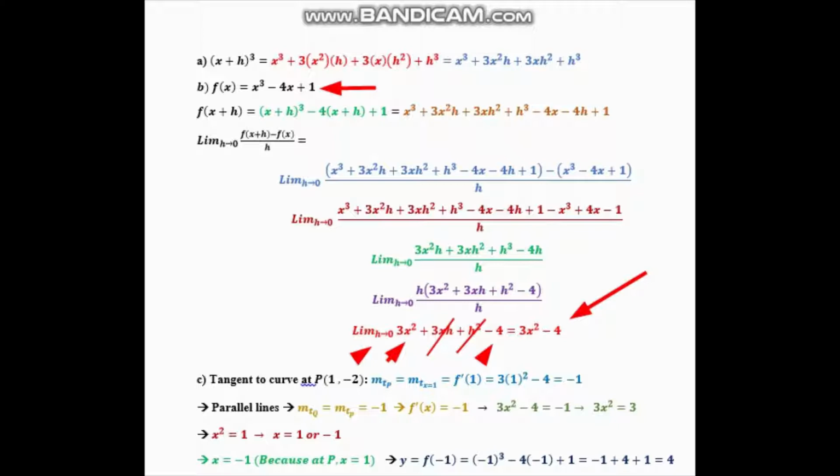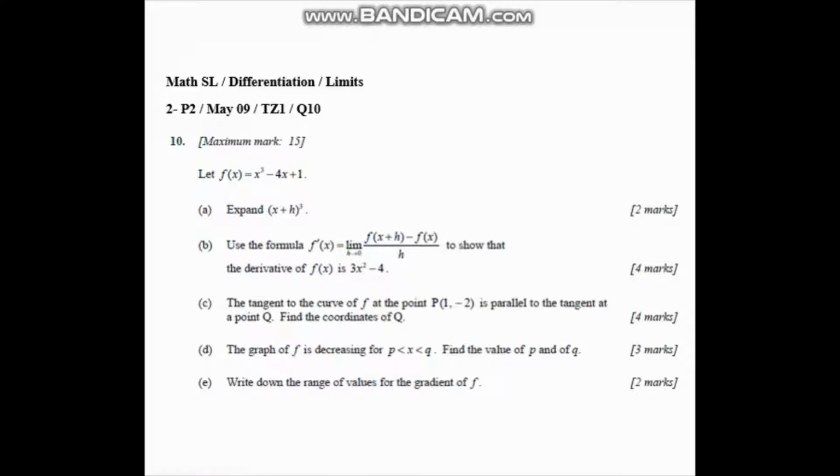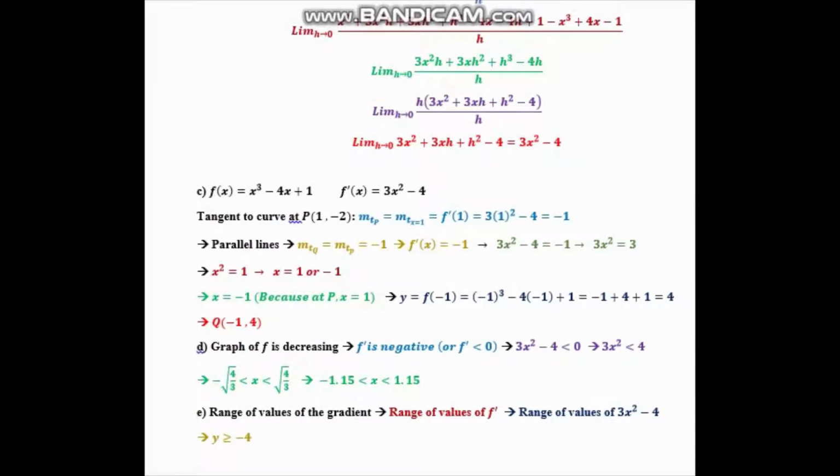So moving on to question C. Question C says that the tangent to the curve of f at the point P, 1 negative 2, is parallel to the tangent at a point Q. Find the coordinates of Q. So let's take a look.